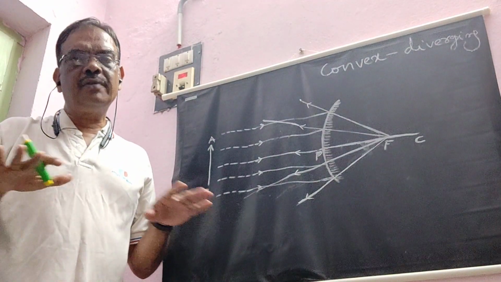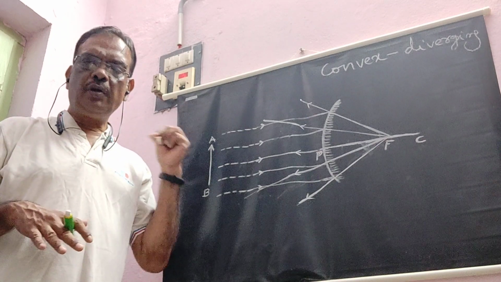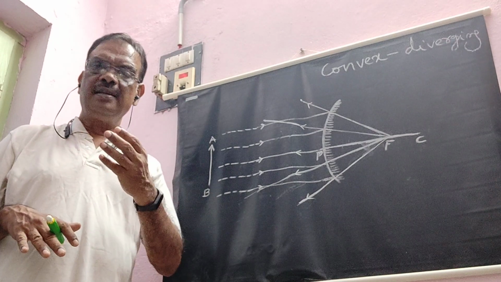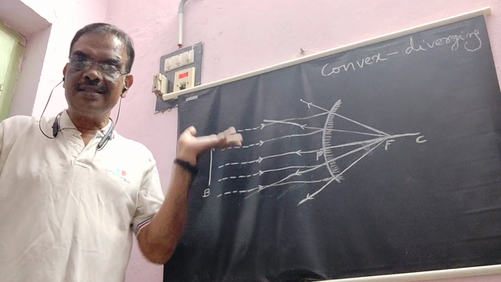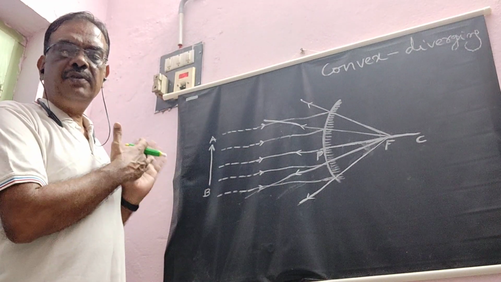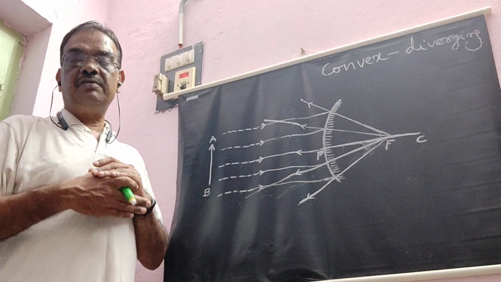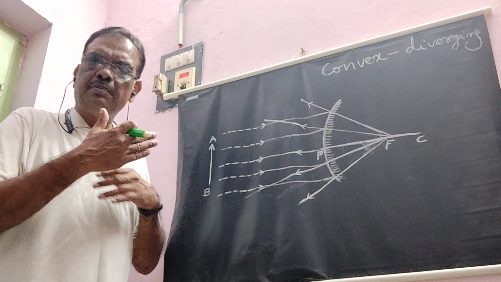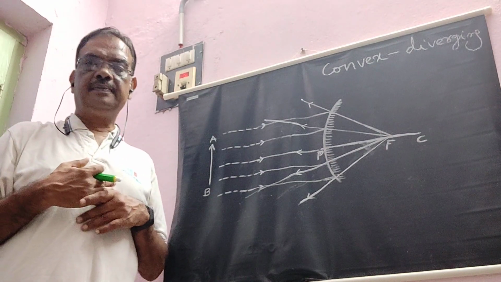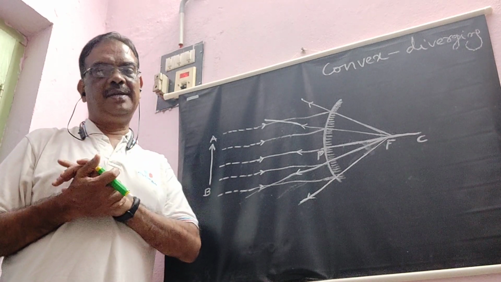And the size of the image also changes. At infinity, size of the image is point size. Beyond center of curvature, size of the image is diminished. At center of curvature, same size. Between C and F, enlarged. At focus, enlarged. See, the size of the image is slowly increasing as we move the object from infinity to focus. When we move further, when we keep the object between pole and focus, we have seen that concave mirror forms virtual erect magnified image.